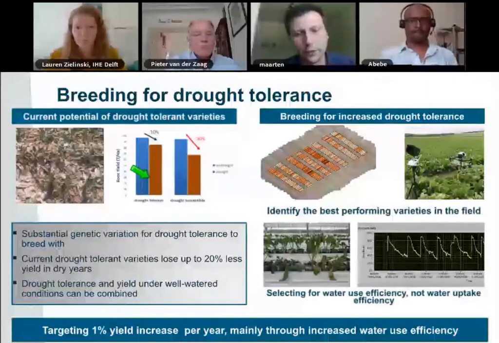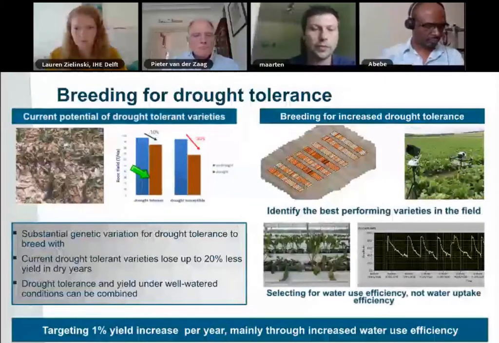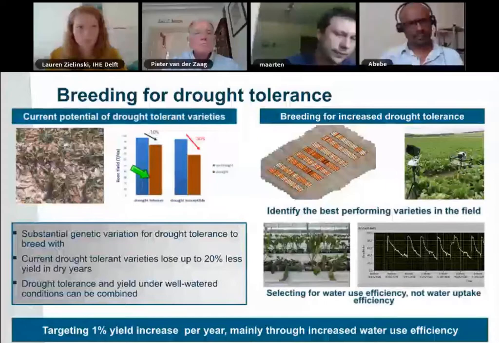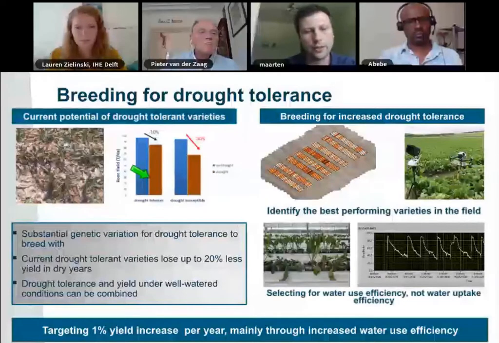And so we have intensified our breeding programs for drought tolerance as well. There we start with identifying the best performing varieties under drought in the fields, relying heavily on remote sensing technologies for that. And those varieties we take to indoor greenhouse screening platforms, where we verify whether this increased drought tolerance is triggered by an improved water use efficiency rather than an increased water uptake efficiency, because the latter, we believe, is not really a sustainable strategy, as it will only further deplete the soil water availability. So we mainly focus on increasing water use efficiency, and we experience that this is possible without triggering any yield penalties.